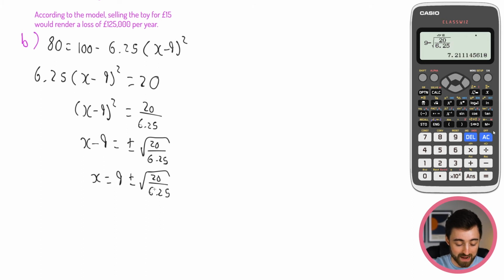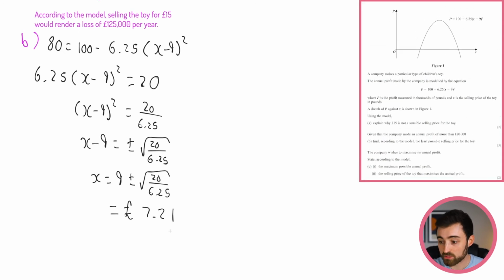It's going to get me some mad surd, but let's just put that into a decimal. Basically, I'm going to want 2 decimal places here, because that's money, isn't it? You can have pounds, and then you can get like 100 pence in a pound, so you can't go any further than that. So two decimal places in this case, I would get x as £7.21.